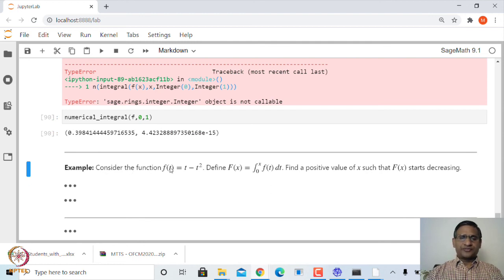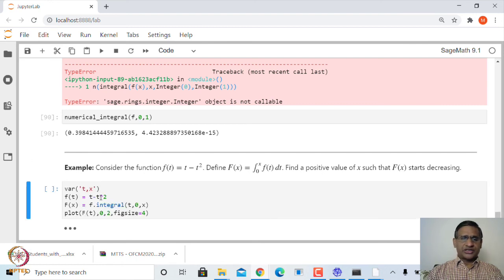Suppose you have the function f(t) = t − t², and define the antiderivative capital F(x) as the integral from 0 to x of f(t) dt. Find the positive value of x such that capital F(x) starts decreasing. That is the problem. It is quite simple.